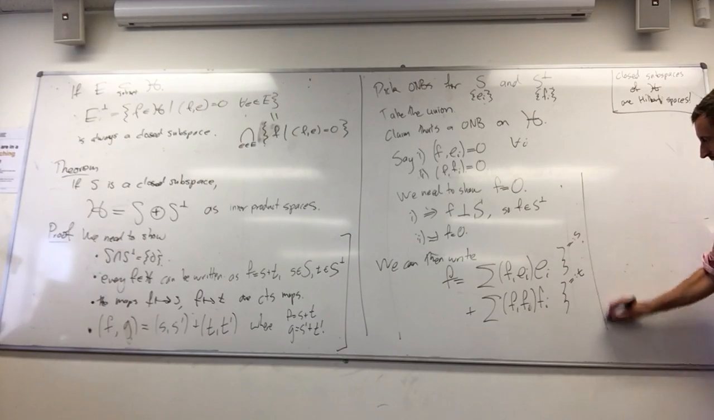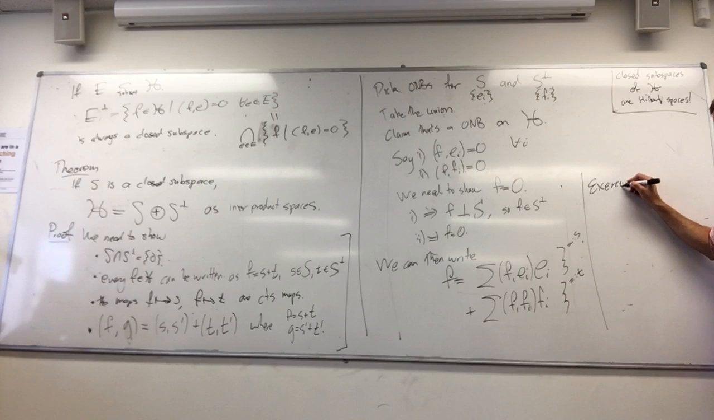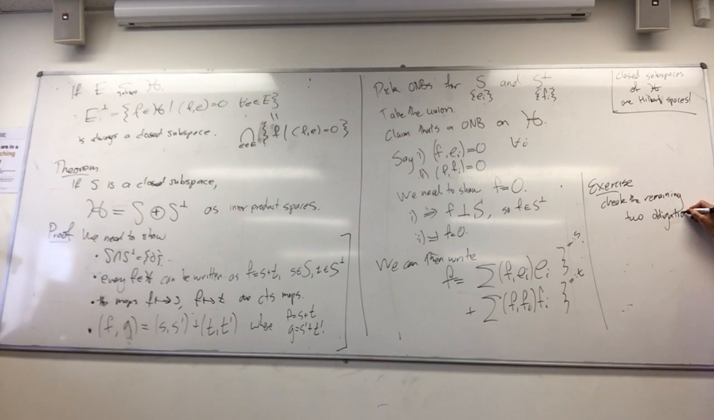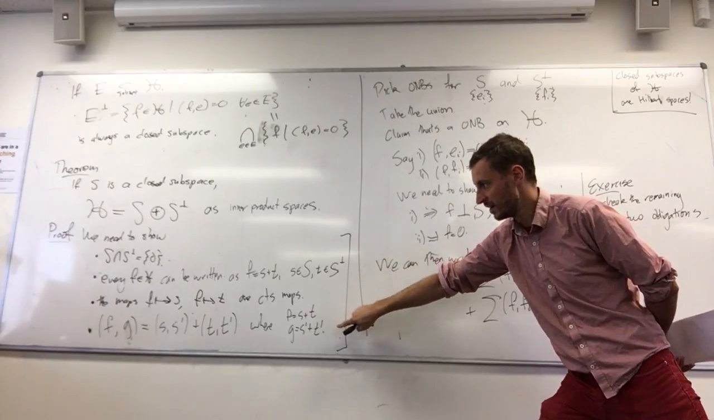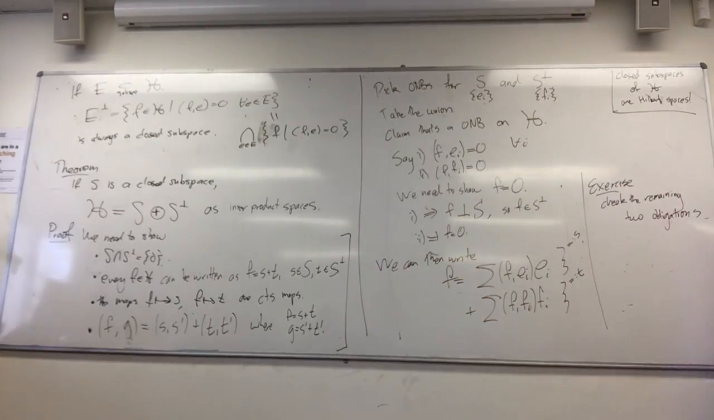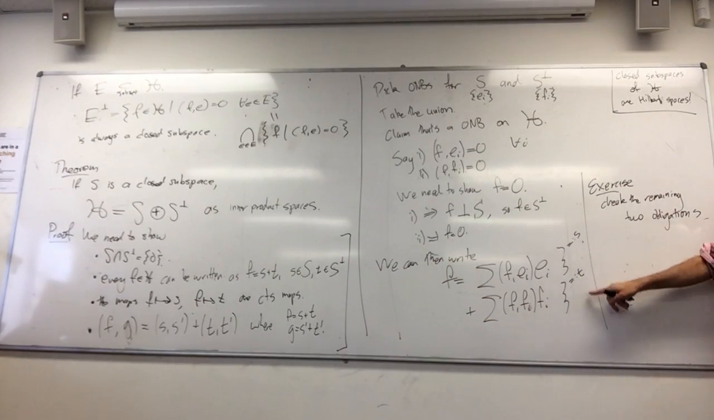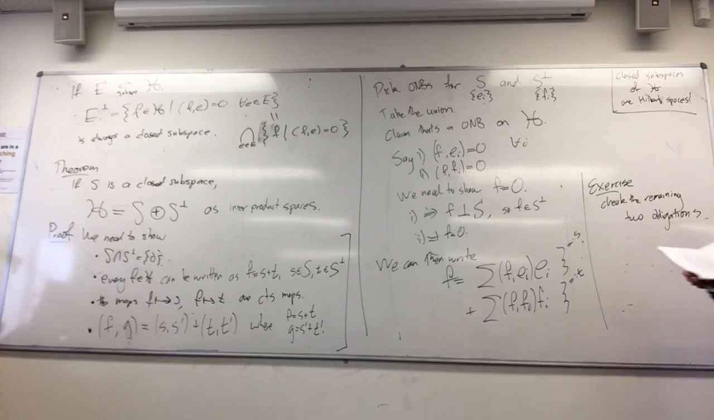And then I'll leave it for you guys. Check the remaining two obligations. Still meant to check those two facts. And they're both pretty easy once you've got these explicit formulas for what S and T are. It's pretty easy to check those things. Okay.